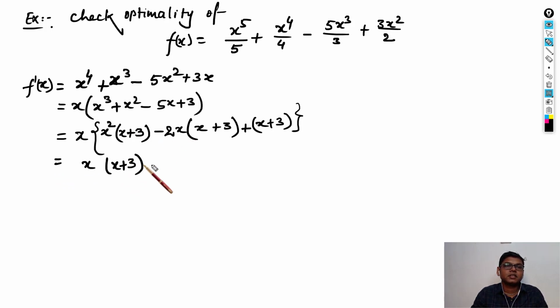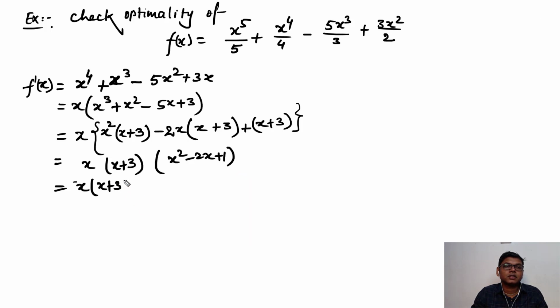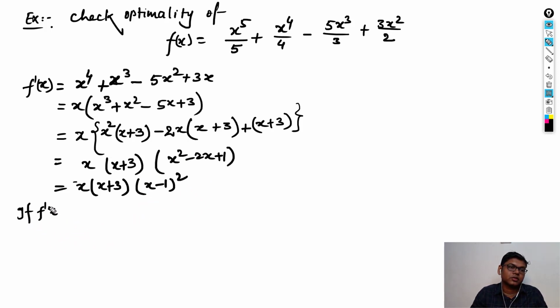So x plus 3 is common, and now it is x square minus 2x plus 2 plus 1. So x minus 1, factorize, this is x minus 1 square. So now if f prime x is equal to 0, then what is the value of x? x will be 0, x will be minus 3, or x will be 1. At all these 3 points, f prime x is 0.